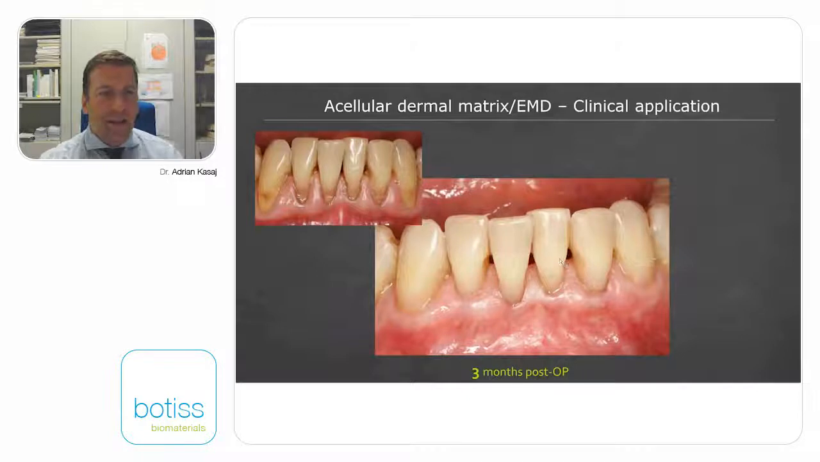So you can see here these were Miller class 3 recession defects. If you take a look here at the canine, baseline and 3 months post-operative, the lateral incisor, the central incisor, also the lateral incisor and the canine. So it's not a complete root coverage, but a nice clinical outcome for this clinical situation, and you can see some thickening of the tissue.